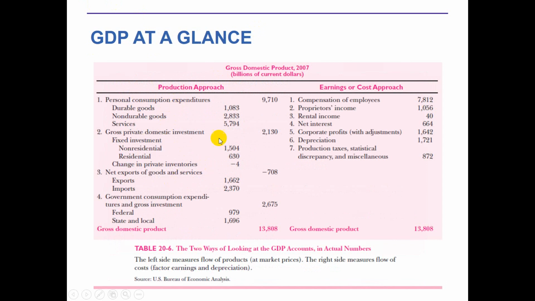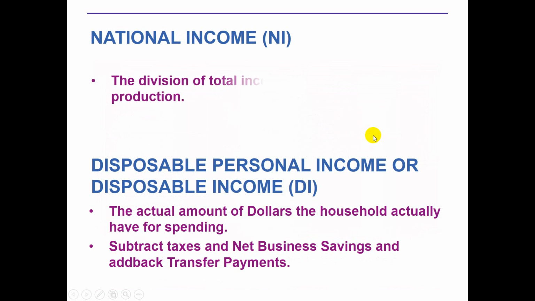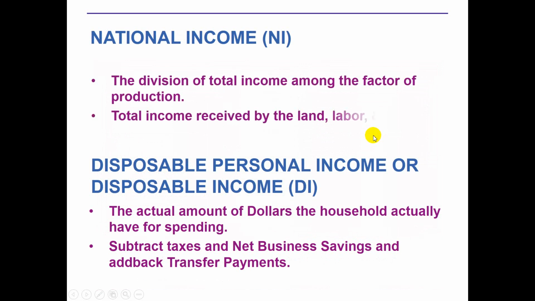So the left-hand side is the production approach, where we have personal consumption expenditures, investment, government expenditure, and net exports. So this is C plus I plus G plus net exports. The right-hand side is the earning or cost approach. Now, let's see what national income is.